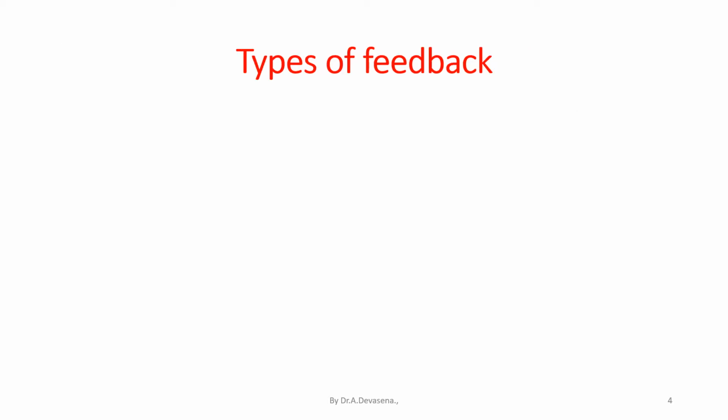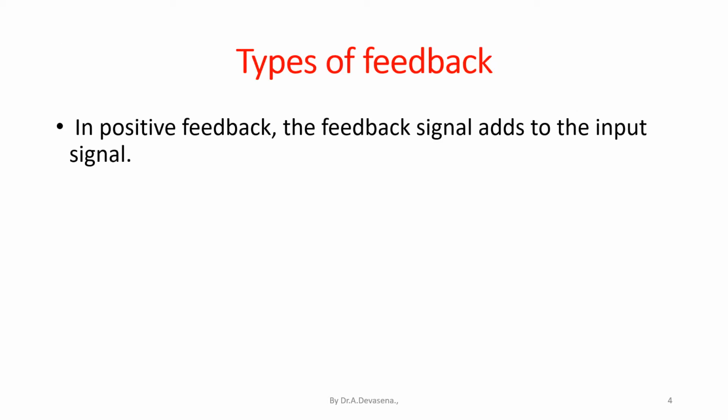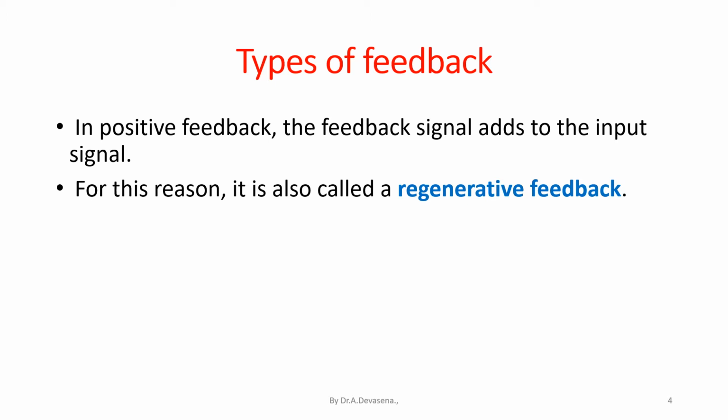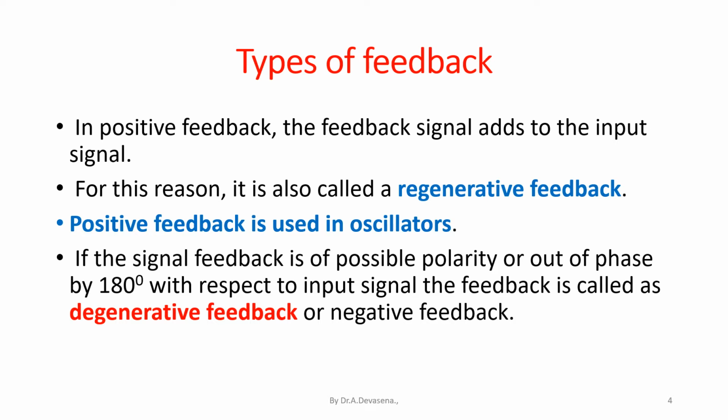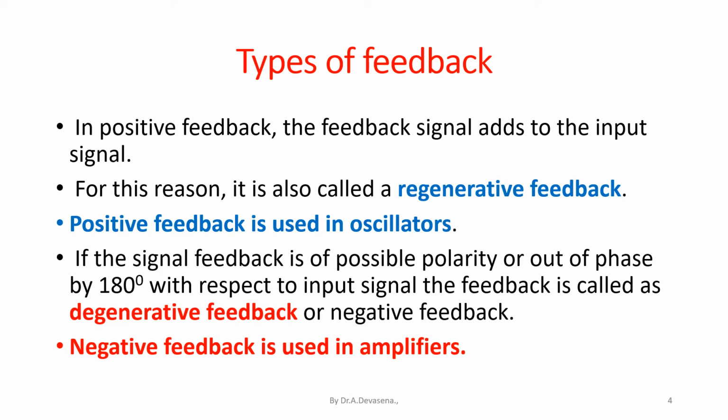Let us see the types of feedback. In positive feedback, the feedback signal adds to the input signal. For this reason, it is also called regenerative feedback. Positive feedback is generally used in oscillators. If the signal fed back is of opposite polarity, or out of phase by 180 degrees with respect to the input signal, then the feedback is called degenerative feedback or negative feedback. Negative feedback is generally used in amplifiers.